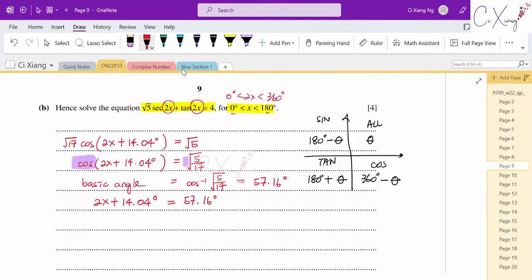Second quadrant, I don't accept the answer because cos is not positive. Third quadrant also cos is not positive. And the fourth quadrant, cos is positive again. I want to get the answer from here. So to get the answer from here, you take 360 degrees minus the basic angle 57.16. You will get 302.84.